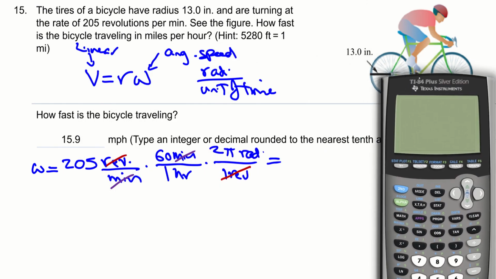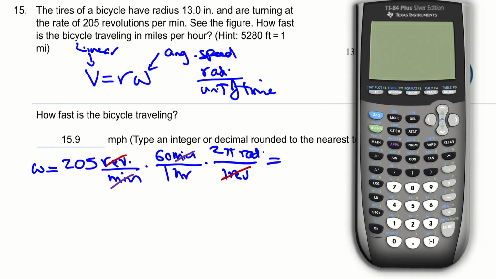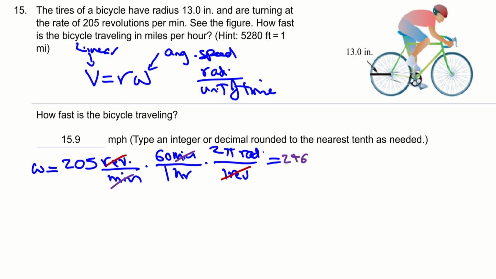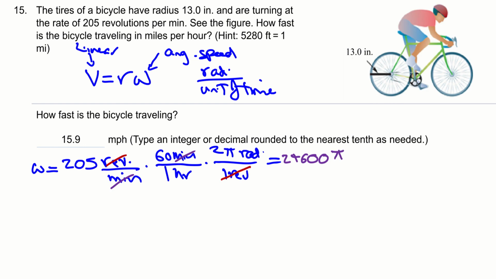So we'll go ahead and multiply this out. I'll leave the pi alone for now and just multiply the rest out. So I have 205 times 60 times 2. So we basically get 24,600 pi radians per hour.